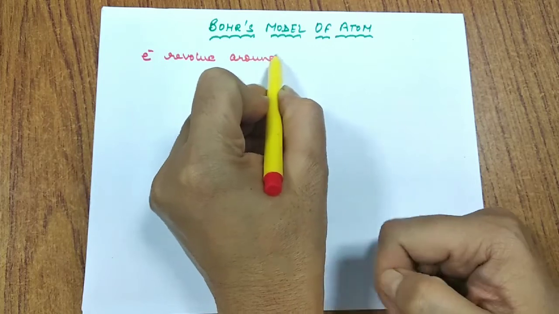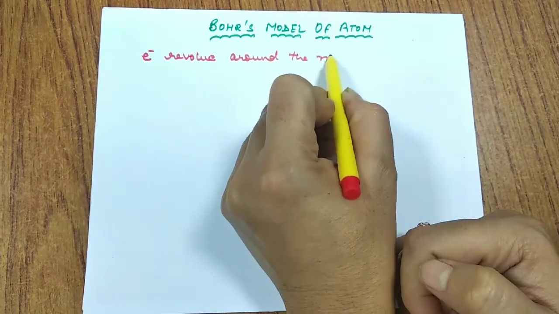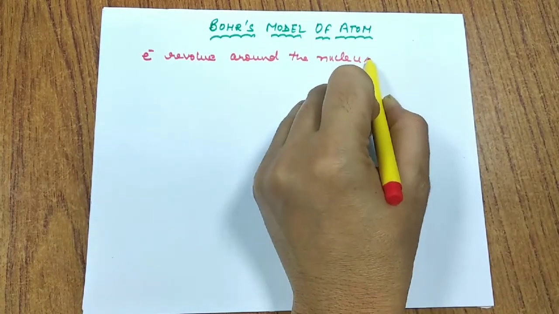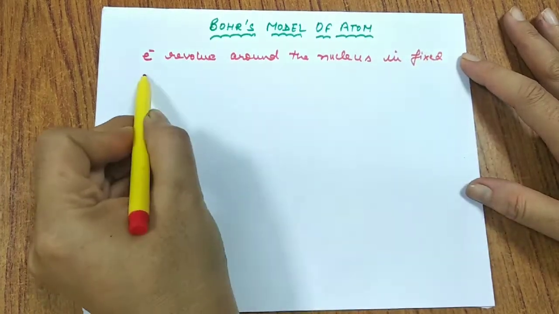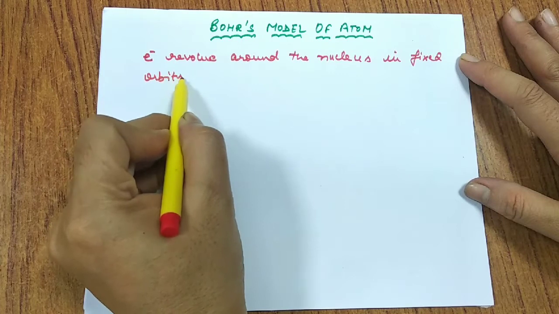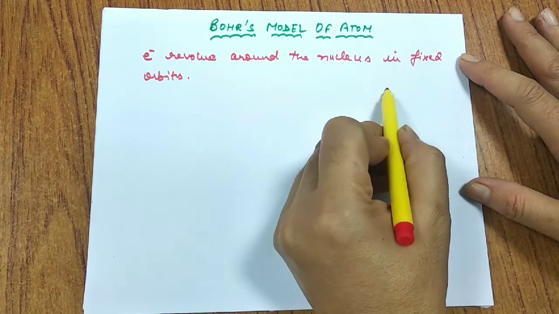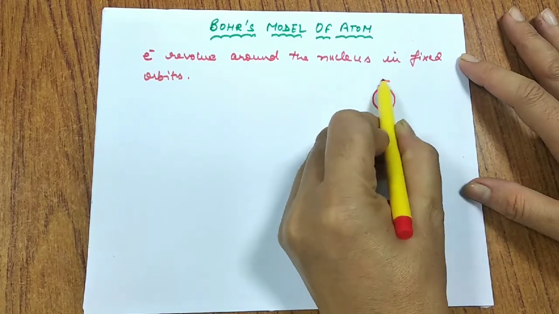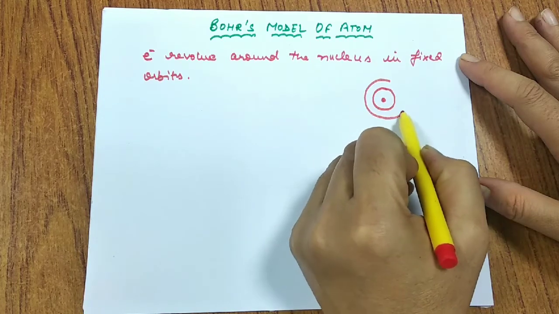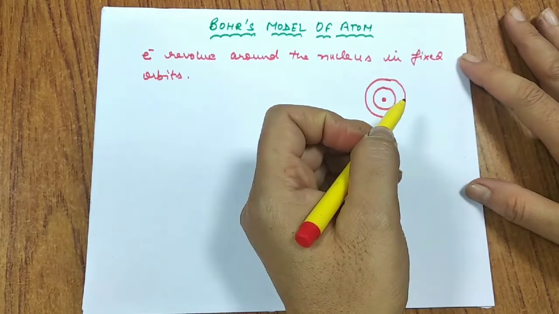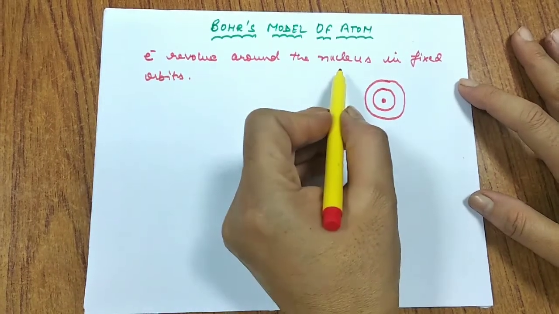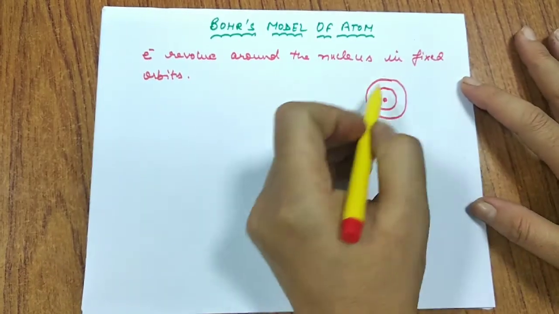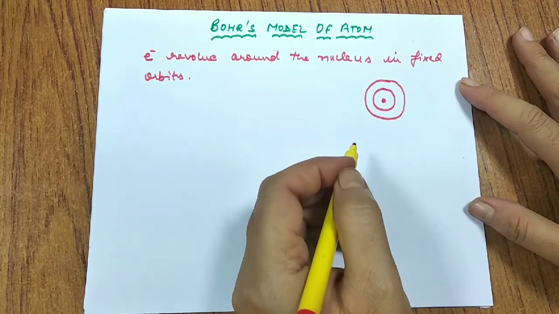around the nucleus in fixed orbits. And what are those fixed orbits? That means he said that this is the nucleus and there are certain fixed orbits in which electrons revolve. So the first thing Bohr postulated is that electrons always revolve around the nucleus in fixed orbits, and those orbits have a fixed value of energy.